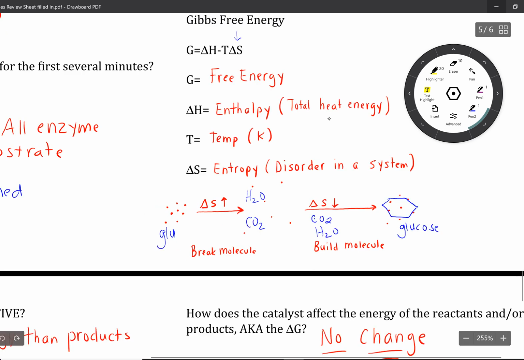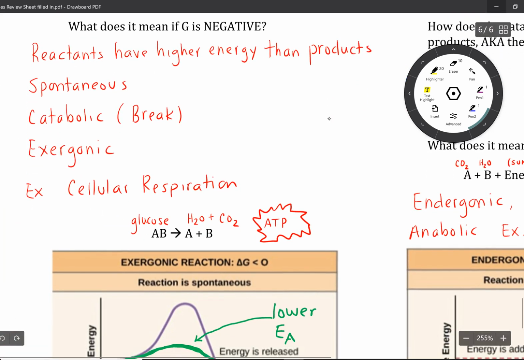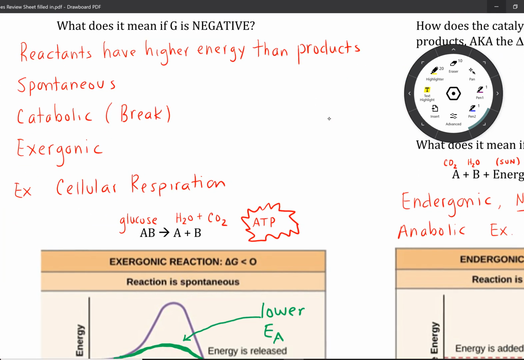So how does that all play? Well, what does a negative G mean? A negative G means that the reactants have a higher energy than the products. This is said to be spontaneous. It will break the bond into smaller molecules. It is known as an exergonic reaction, and cellular respiration is a great example, where that expends out ATP.